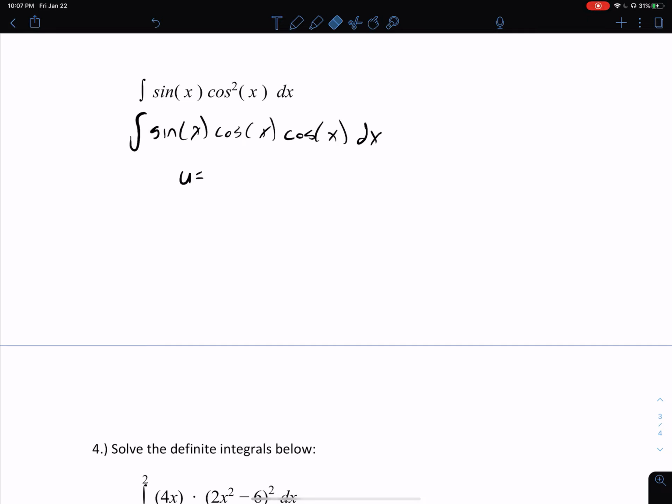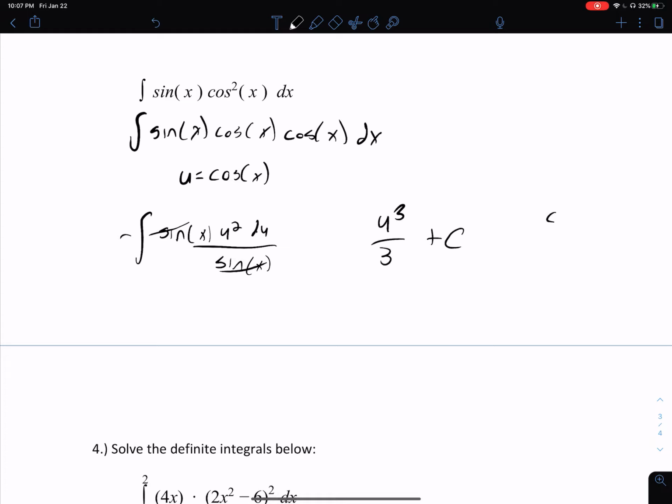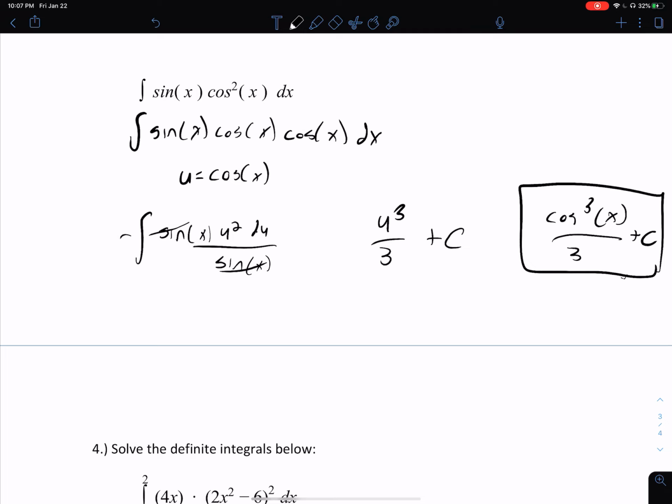Because then when you take the derivative, I guess there's no reason to write it like this. You can just make it cosine x, so then you'll have sine of x, u squared. Once you do everything, you'll get du over sine of x. There will be a negative sign. We'll bring that out. Those cancel. u to the 3 over 3 plus c. And then you bring in your cosine, so you get cosine cubed x over 3 plus c. That's your final answer for that one. Quick maths, but yeah.